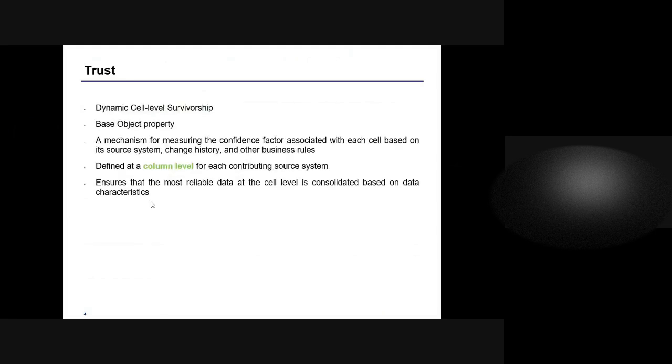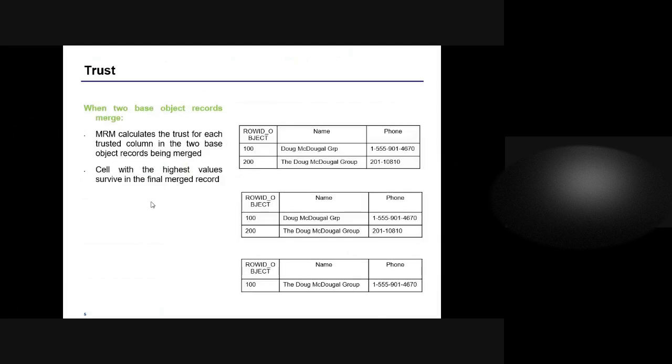So here it's purely cell level survivorship. For that column, from which source system we have to see the value at the base object table level. Here, for an example, a set of records are available, 100 and 200, name and phone number. Let's see what will happen when we define trust.